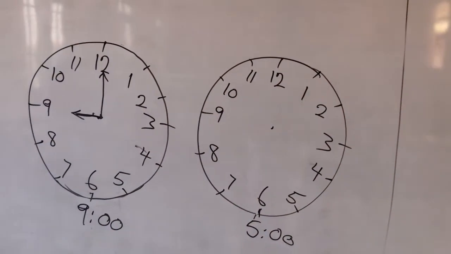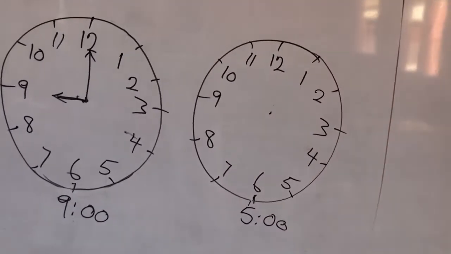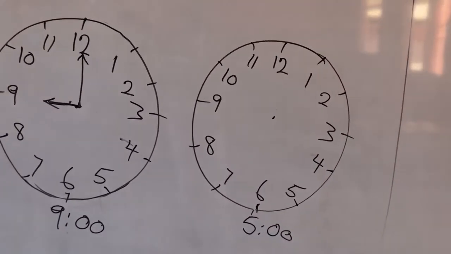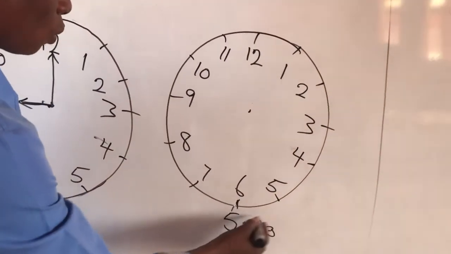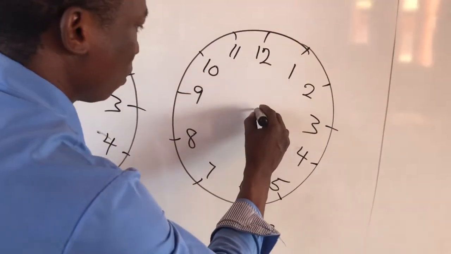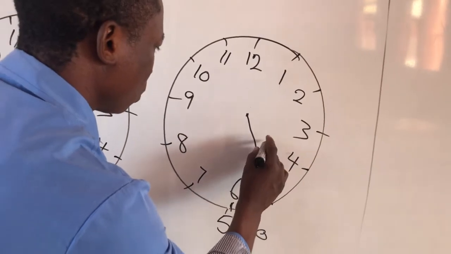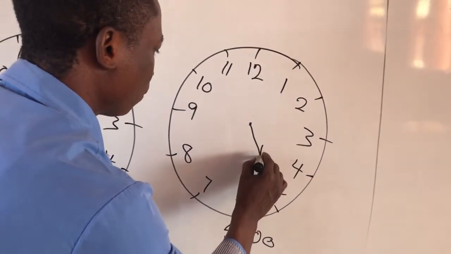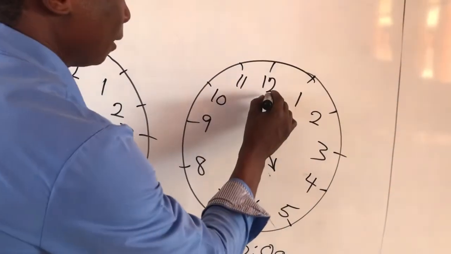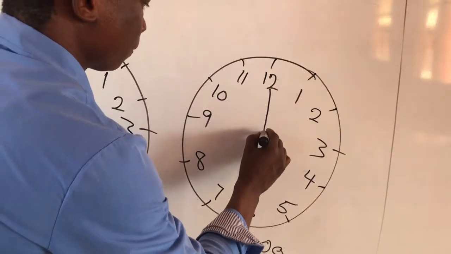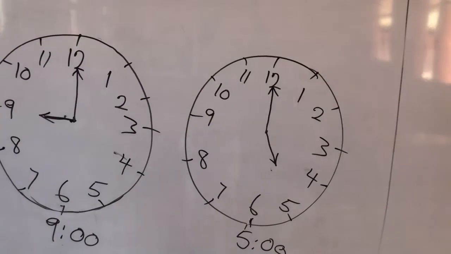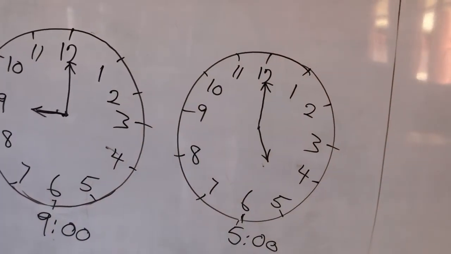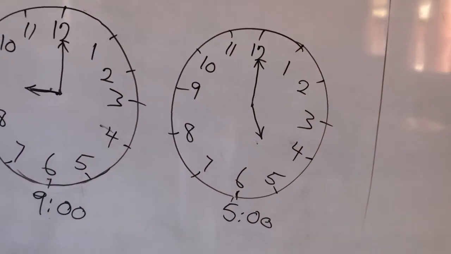Now, try to put your arrows. Quickly do that. Look at it. This is 5 o'clock, so the hour hand must be on 5. The shorter arrow must be on 5, like this. And then the longer one must be on 12. That is it. Have you seen it? 5 o'clock.